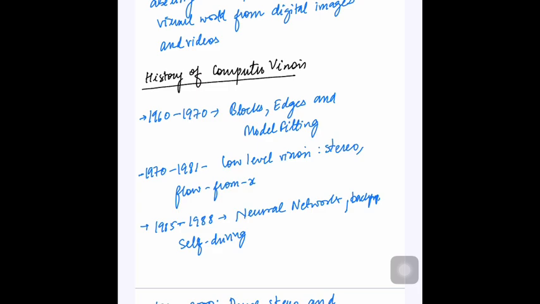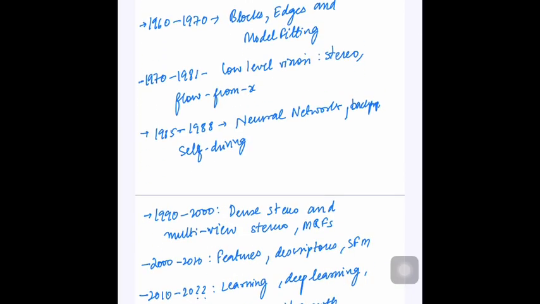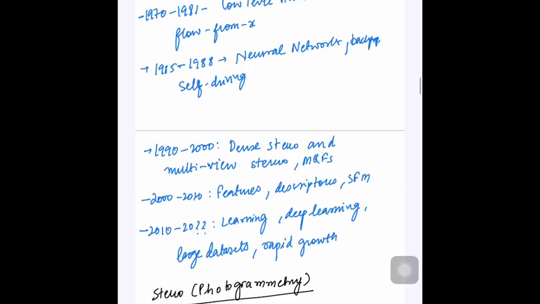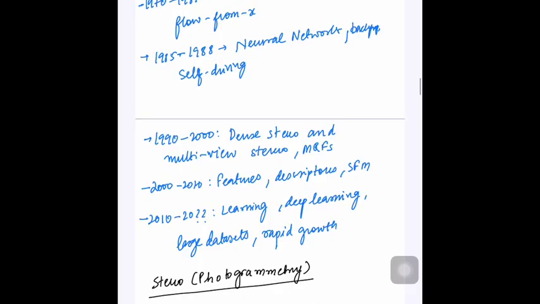The history of computer vision is very old. It started in 1960 to 1970, where the researchers were trying to understand blocks, edges, and how they can fit the early neural network models. Then in the next decade, from 1970 to 1981, they switched to low-level vision such as stereo and flow from X. In 1985 to 1988, people started working on neural networks, backpropagation and self-driving cars. Although self-driving cars did not exist during that time, people had some idea about this and they were trying to solve the problems around it.